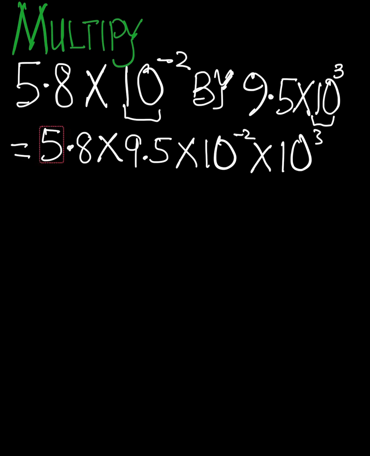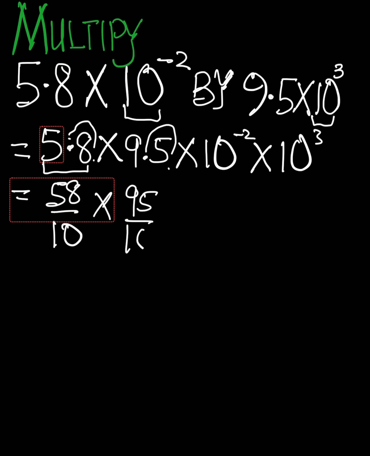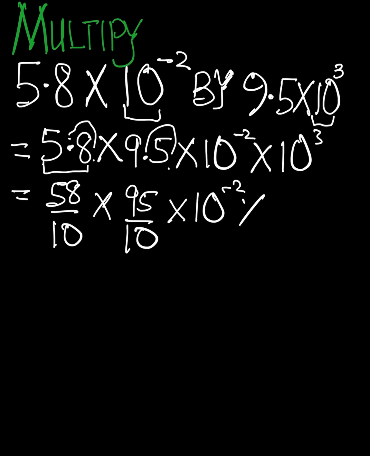Then the next thing we're going to do is to simplify this, to change this to a fraction. We're going to get 58 over 10. If we move the decimal point once, it's 58 over 10 multiplied by, if you move this once also, 95 over 10. If we had moved it twice, then it would be divided by 100. If we move it 3 times, it will have 3 zeros, which becomes 1,000. But since we move each of them once, it's going to be divided by 10. And then we introduce our 10 to the power negative 2, and also our 10 to the power 3.